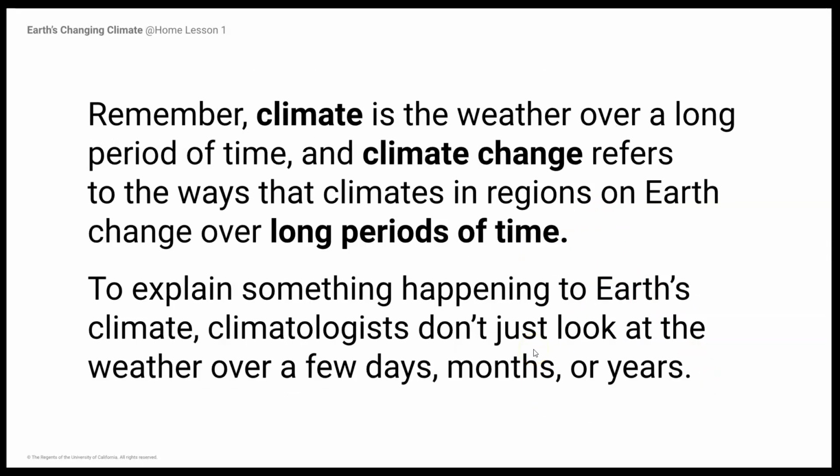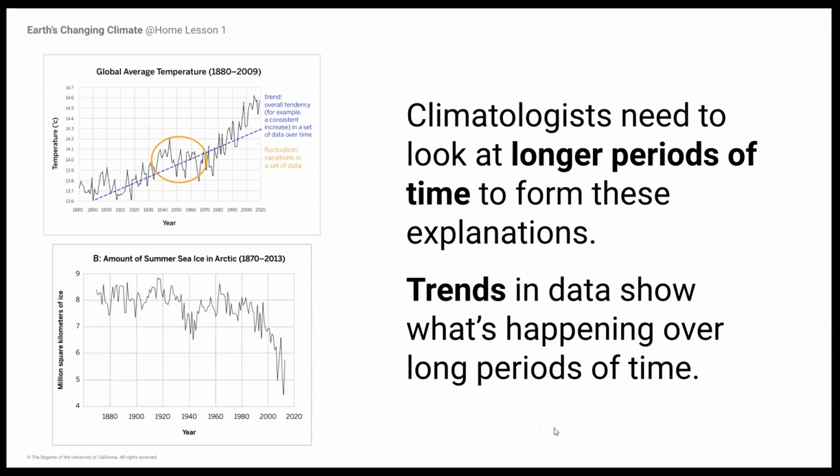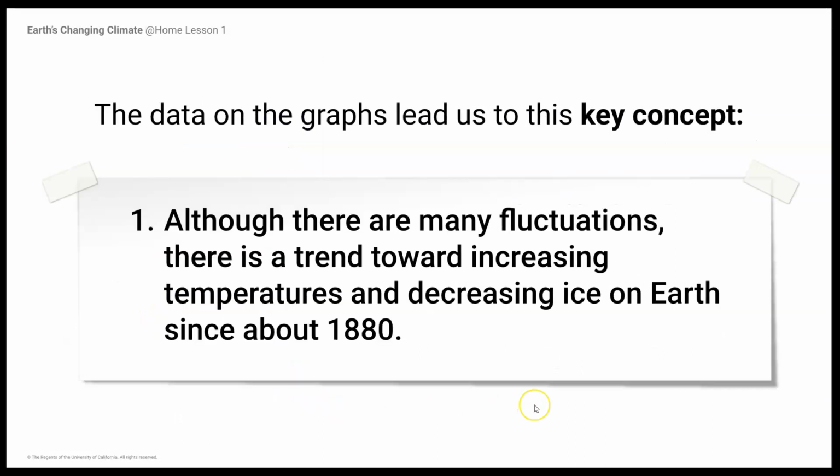So remember that climate is the weather over a long period of time, and climate change refers to the ways that climates in regions on Earth change over long periods of time. To explain what's happening in Earth's climate, climatologists don't just look at the weather over a few days, months, or even years. They look at it for a much longer period of time to form their explanations. Trends in the data show what's happening over very long periods of time. We can see that the global average temperature is increasing and that the amount of sea ice in the Arctic is actually decreasing over time.